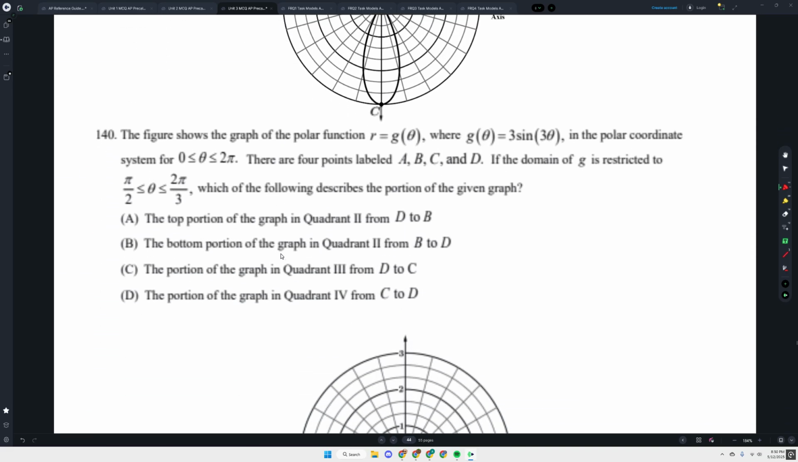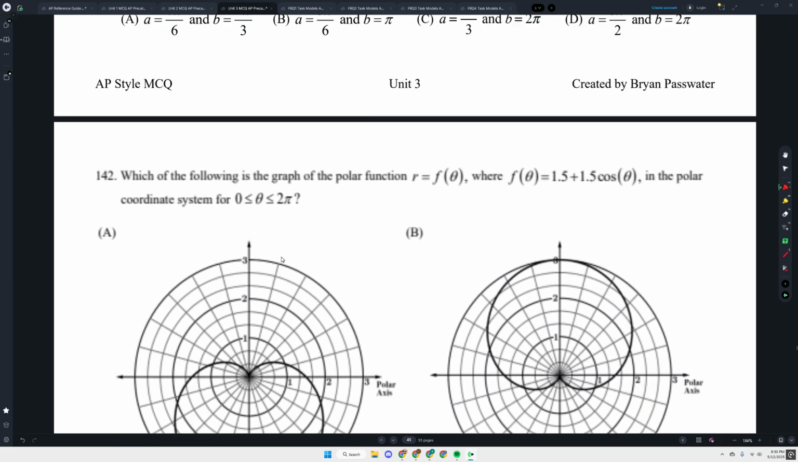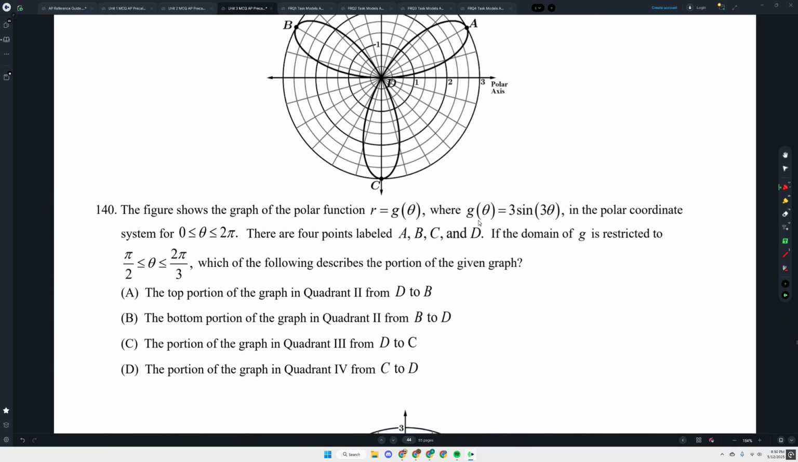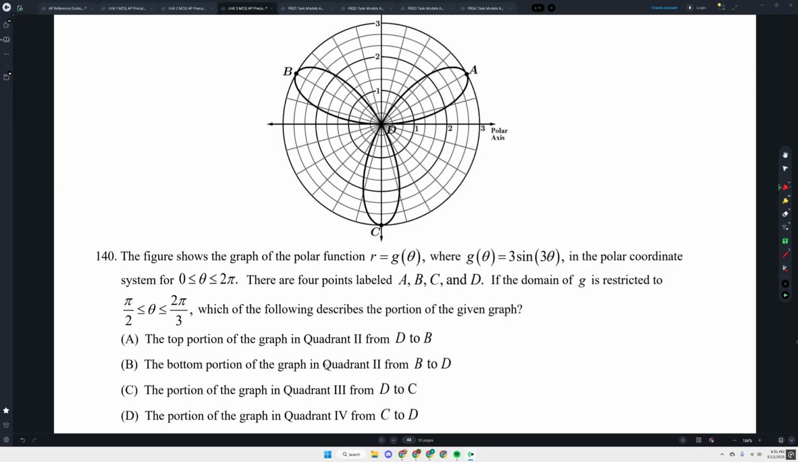We'll do one last question for polar. Would you rather do this type of question or a rate of change question? Both? Okay. Why was there an inner loop in that function?